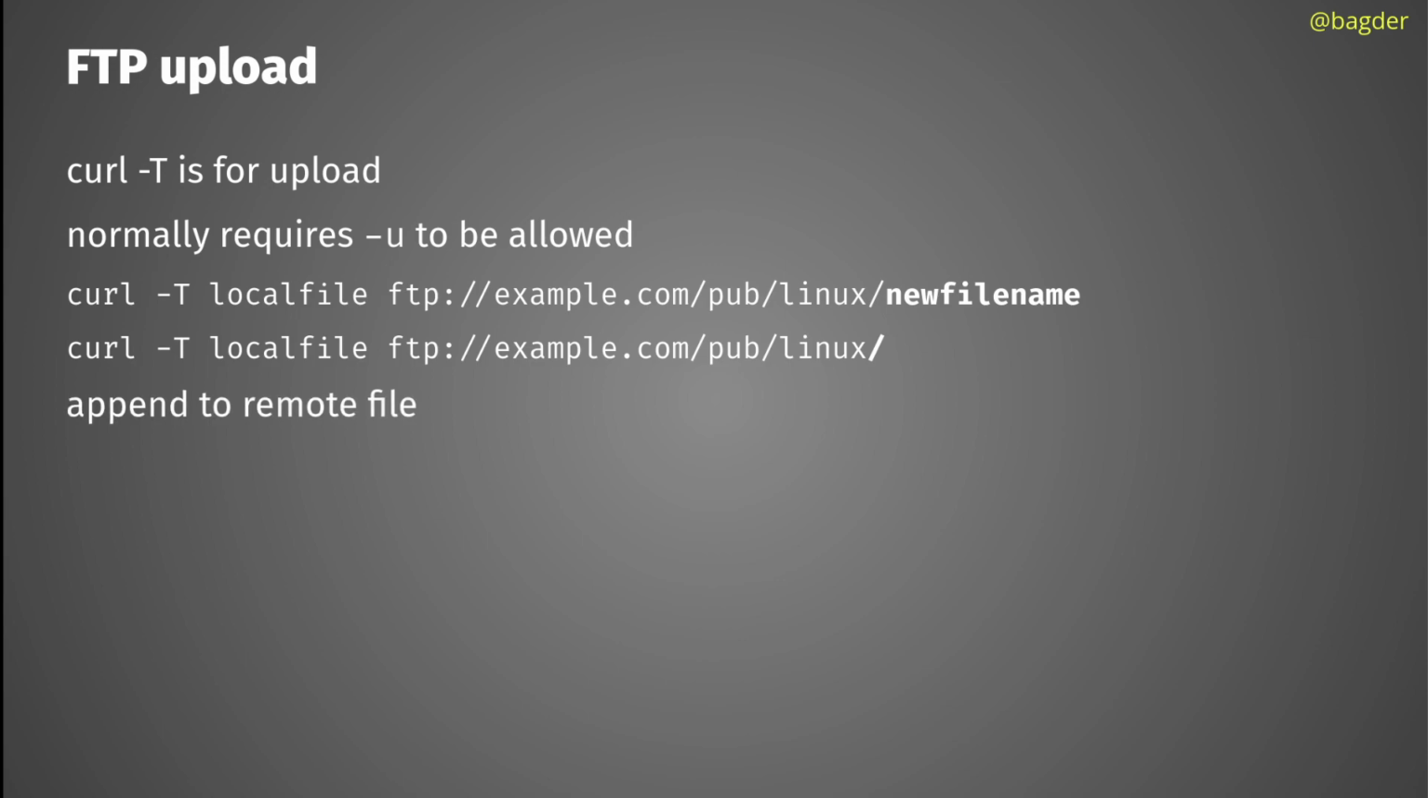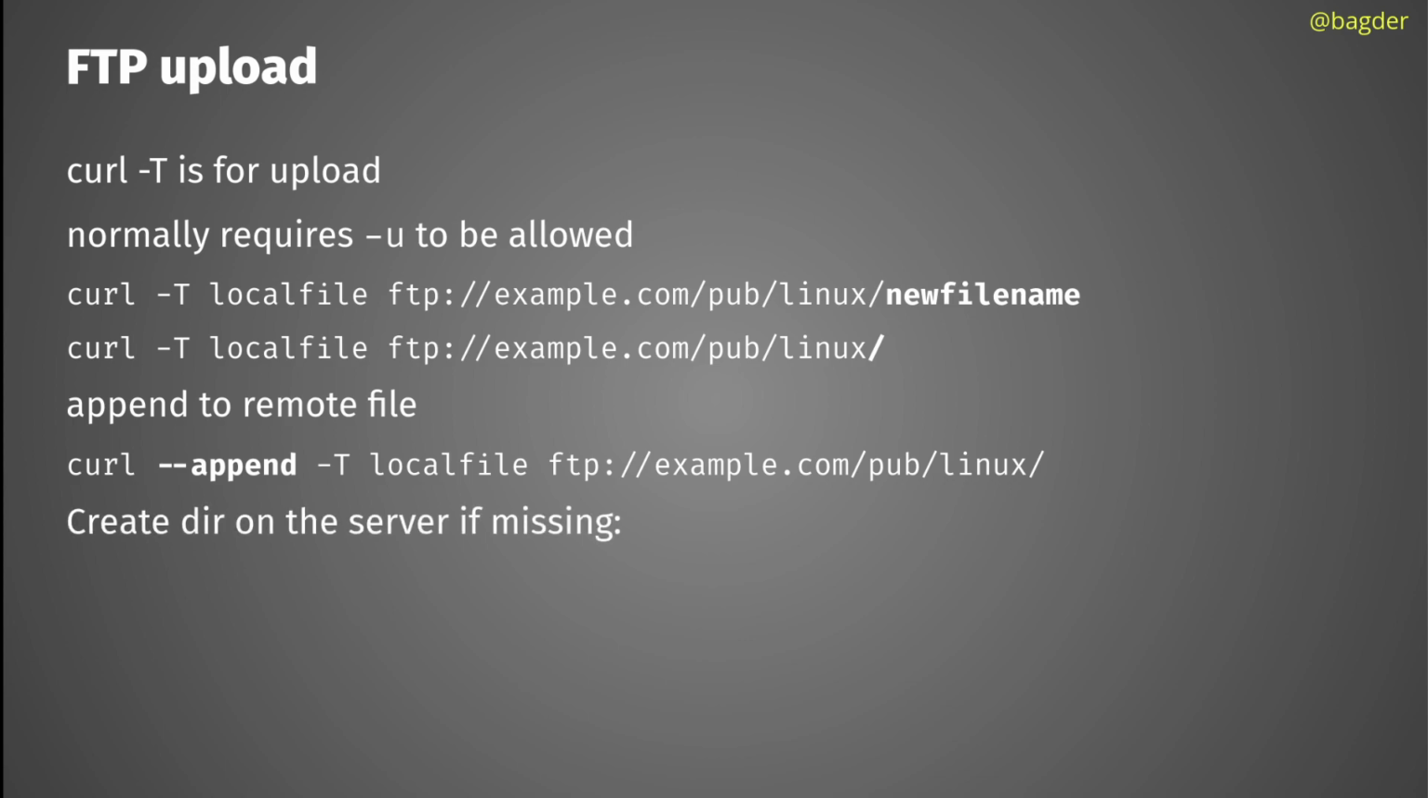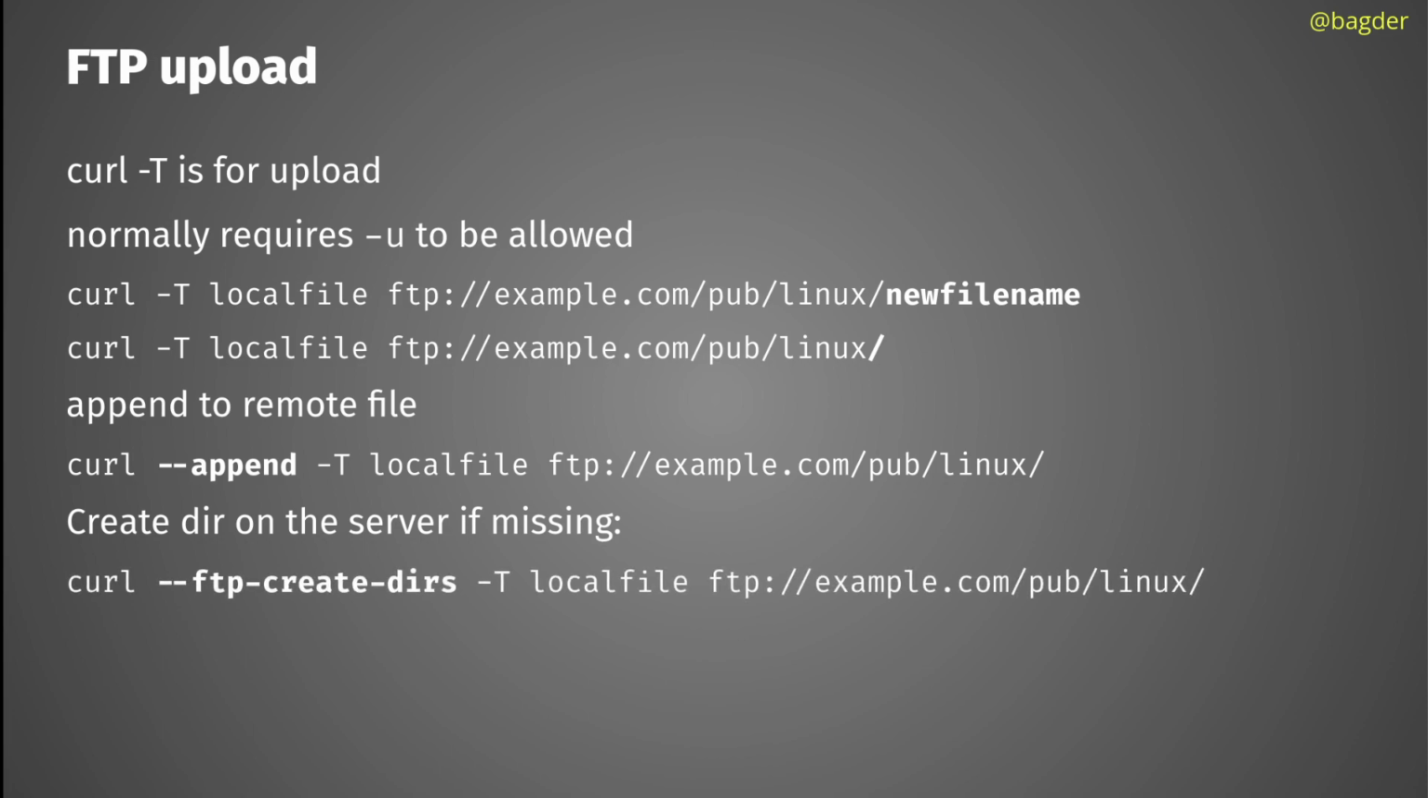With FTP, you can also append to the remote file, right? By adding --append, it will not only upload to that file on the other side, it will ask the server to append this local data to the remote file. And you can also create directories on the remote side, to create a directory hierarchy. So if you want to upload, and some of those directories do not exist remotely, it will try to create them when you do this upload operation.